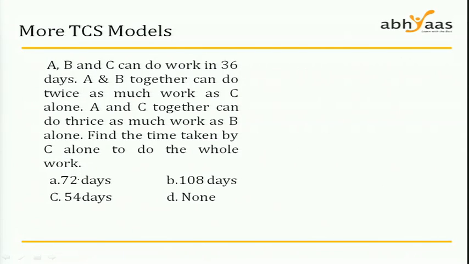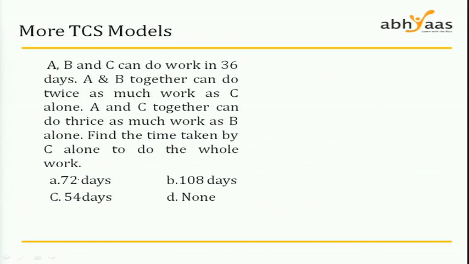A, B and C can do work in 36 days. A and B can do twice as much work as C alone. A and C together can do thrice as much work as B alone. Find the time taken by C alone to do the whole work.